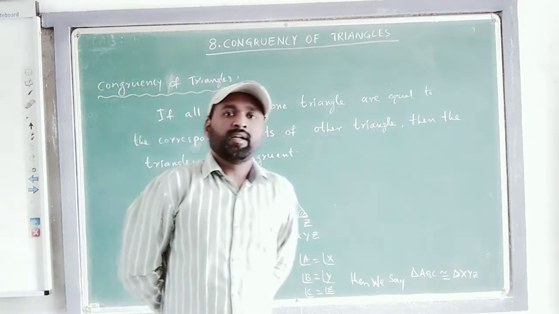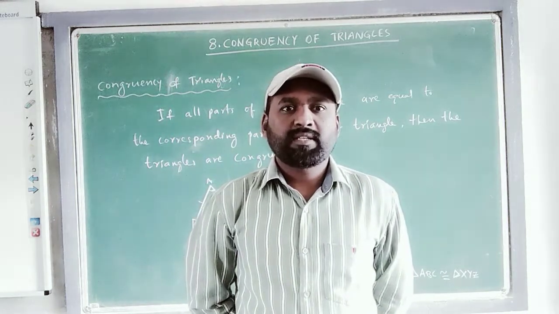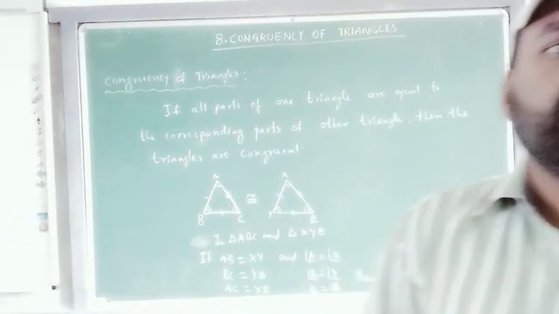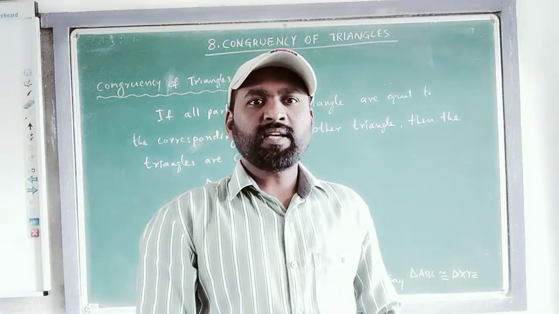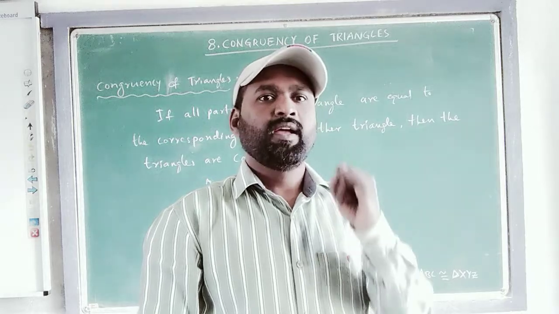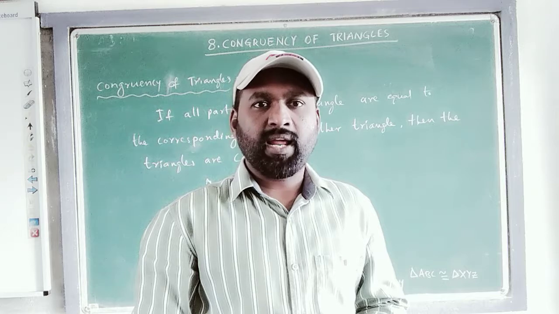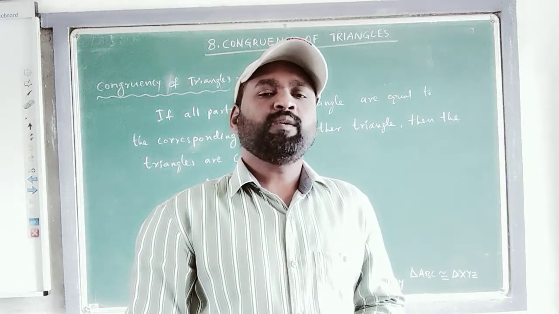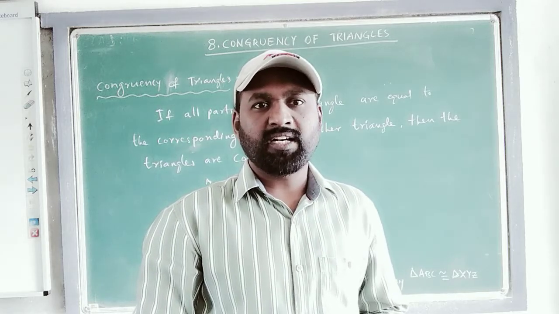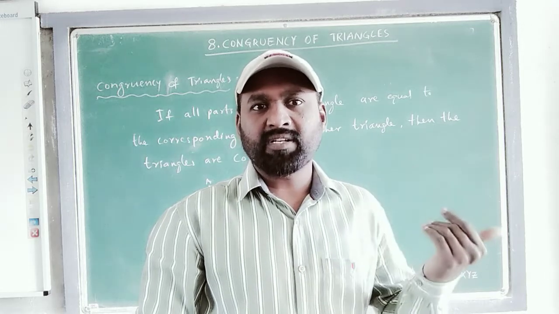Now we know that triangles are of different types: equilateral triangle, isosceles triangle, and scalene triangle. These are the three different types of triangles based on the sides. If all the three sides of the triangle are equal, it is called an equilateral triangle. If any two sides are equal, isosceles triangle. If all the three sides are different from each other, that is called a scalene triangle. Those three are classified based on the measures of the sides.